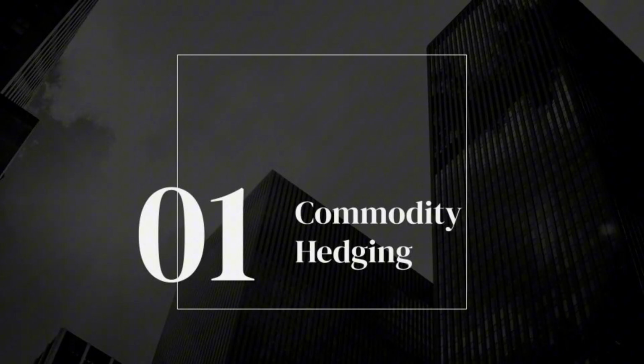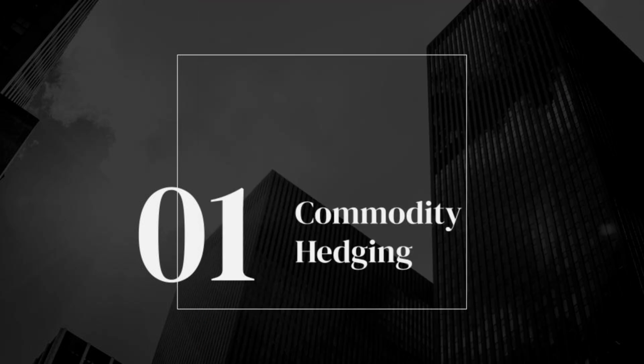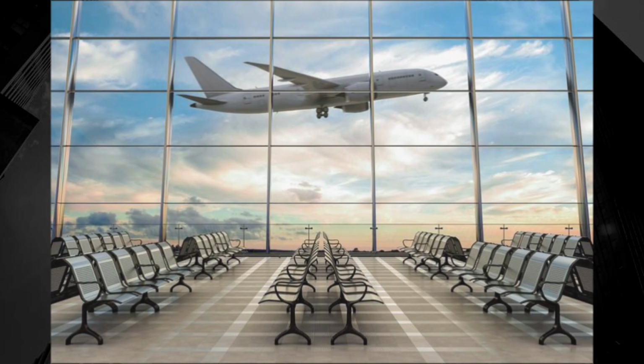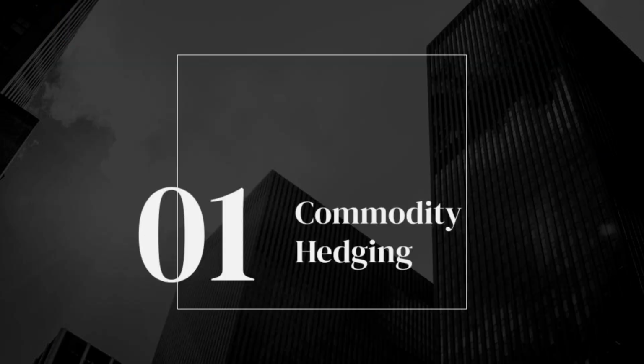First, we will talk about commodity hedging. Commodity hedging is used when companies rely on raw materials that have unstable prices, such as fuel, wheat, or metal. A good example is airlines, which hedge their jet fuel prices using futures contracts. By locking in the price earlier, they avoid sudden increases and can manage their operating costs more effectively.